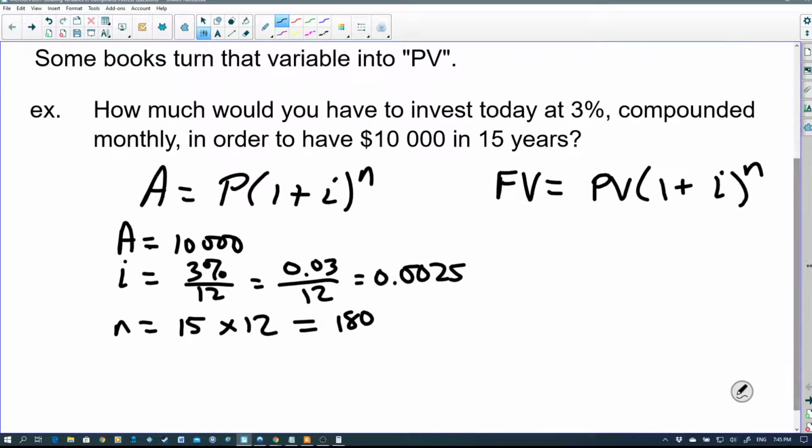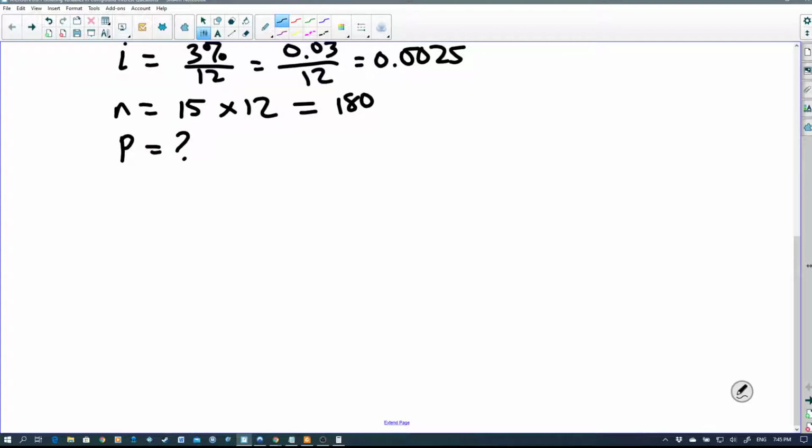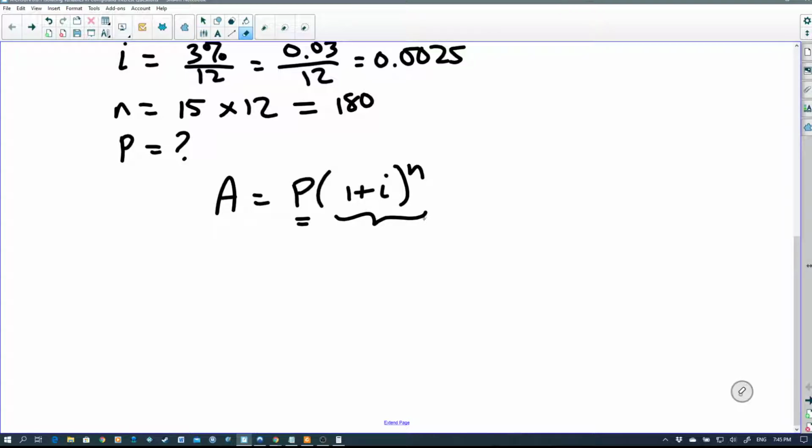What is my unknown? Well, this time I don't know my principal. So I have to rewrite the equation to get the principal all by itself. That's actually quite easy. If I have A is equal to P times (1 plus i) to the n, and I'm trying to get P by itself, I just have to bring this bracket over to the other side. Well, that bracket is multiplying, so it ends up being A over (1 plus i) to the n.